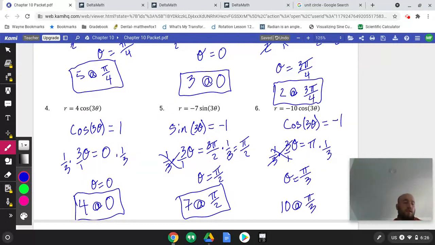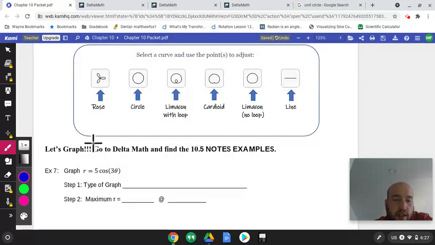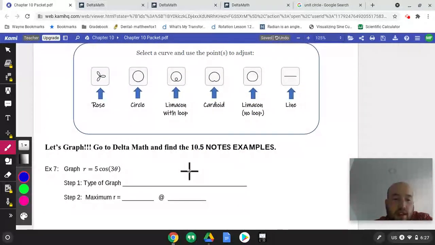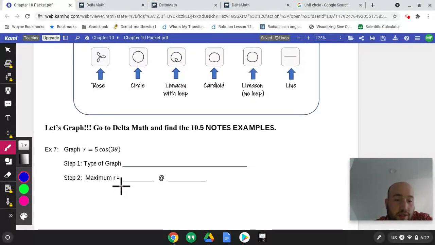All right, just like in the last lesson in 10.4, for 10.5 here, if you flip to the back here, I would like you to go to Delta Math and open up these 3 problems. There will be examples because we're going to graph them together. But first, let's do the same thing we just did, okay?